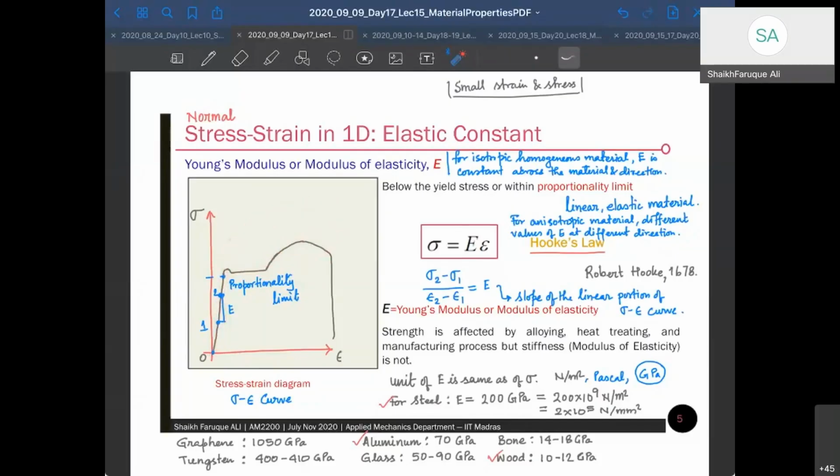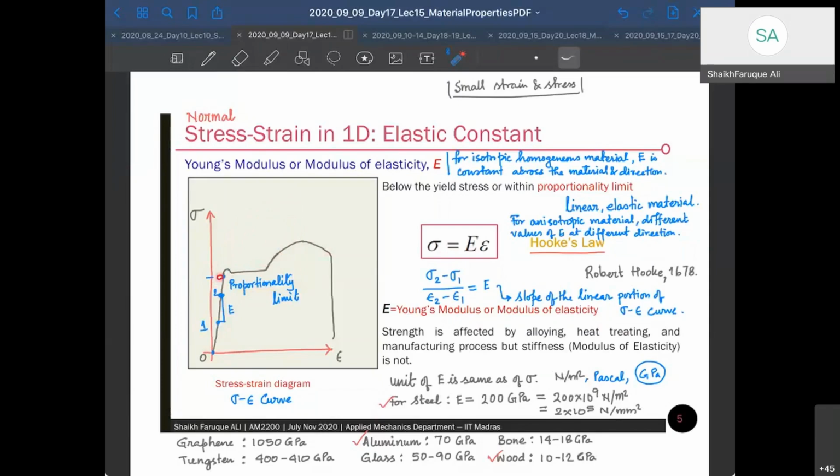Not that far, sorry, not that far, like this. Okay, and the linear part, if you take this linear part, is what we deal with, and this linear part is called the proportionality limit. There is a limit here, called the proportionality limit, after which the proportionality goes, so you will not have any linear relation between stress and strain.